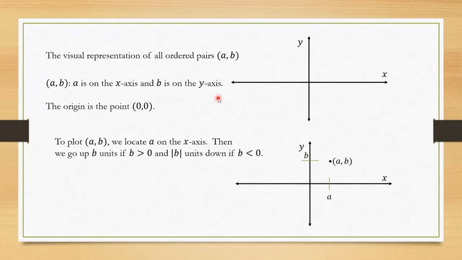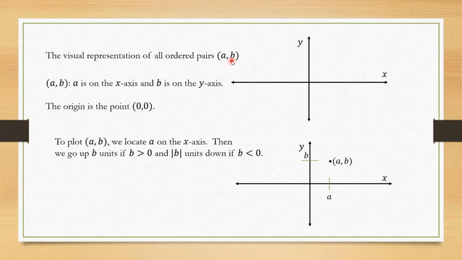Okay. So it's a visual representation of all ordered pairs of real numbers A, B. That's what the Cartesian plane is for. A here, we actually call it the x-coordinate. And it's actually going to come from the x-axis. That number, A, comes from the x-axis. B, that's also a number, represents a number.